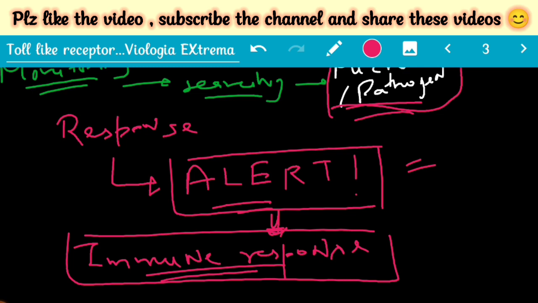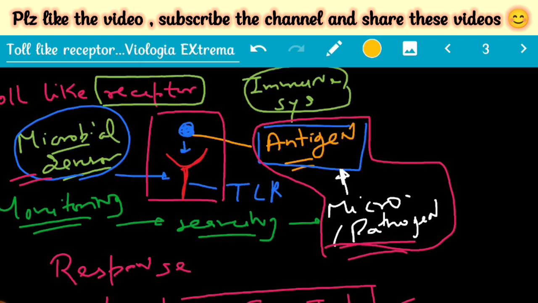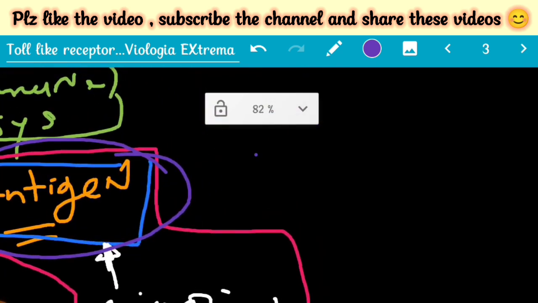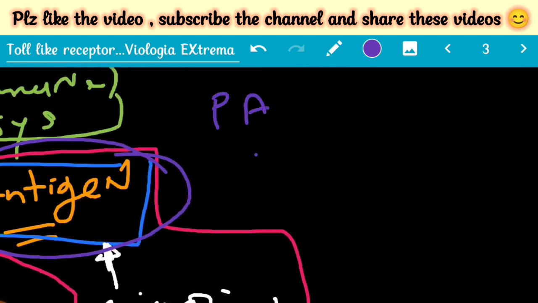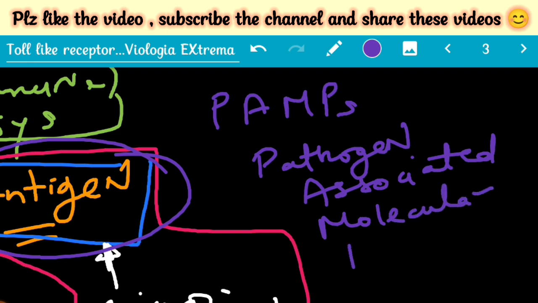Now we are going to give specific names to these antigens. We call them pathogen associated molecular patterns, or in short form we can refer to them as PAMPs.